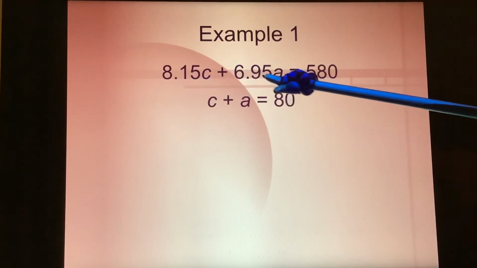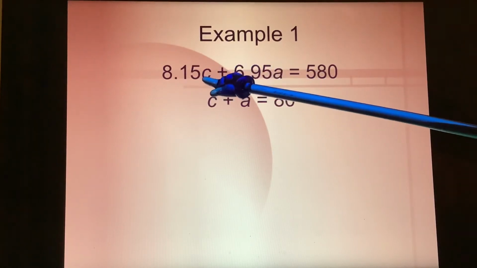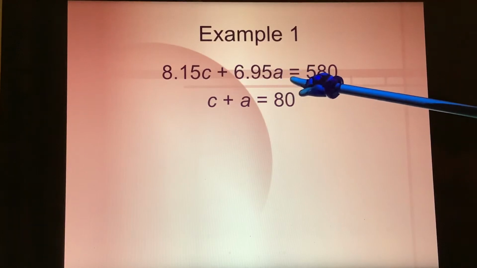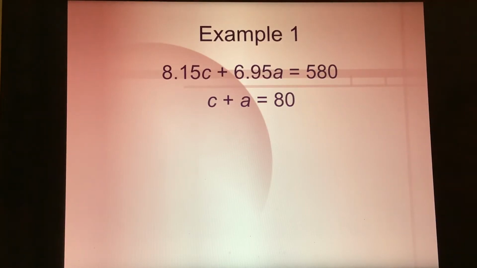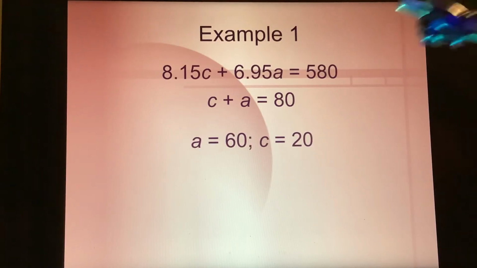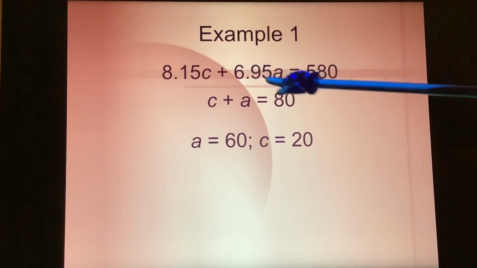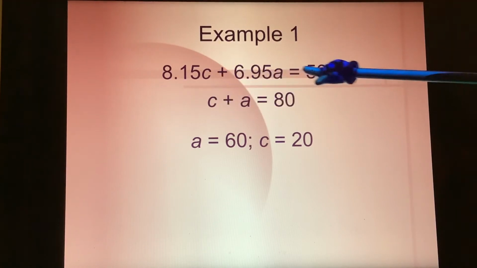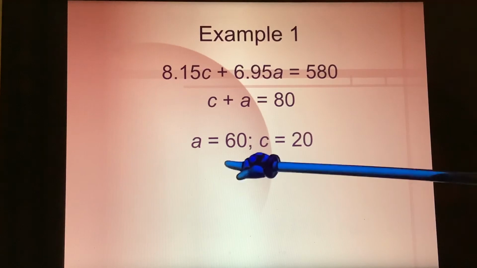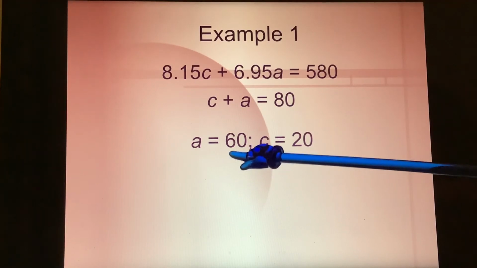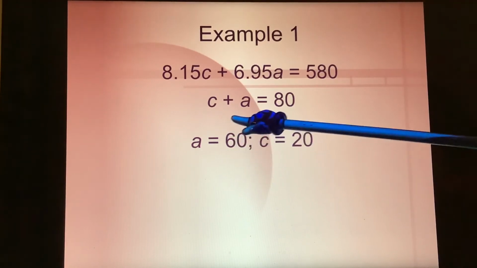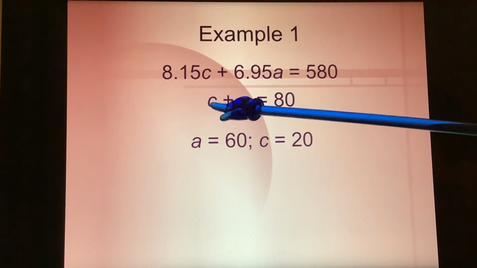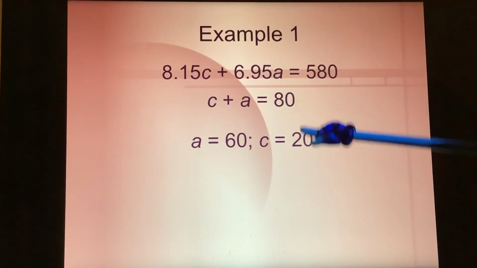Then you can solve for A, and then you would solve for C. If you solve for A first, you plug in 80 minus A for C here. You do the math, you multiply that out. A is going to equal 60. And then if I plug A is 60 here, C is going to be 80 minus 60. C is going to be equal to 20.